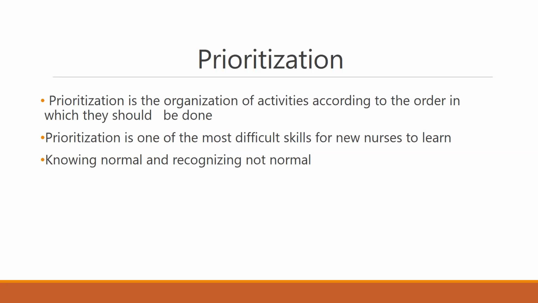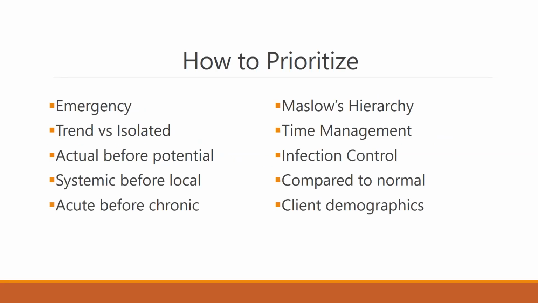So how do we prioritize? Is it an emergency? Number one, is it something I need to stop what I'm doing and take care of right now? Patient codes? Yes, absolutely. You've got to stop what you're doing for other patients, and you've got to take care of the situation right here, right now.